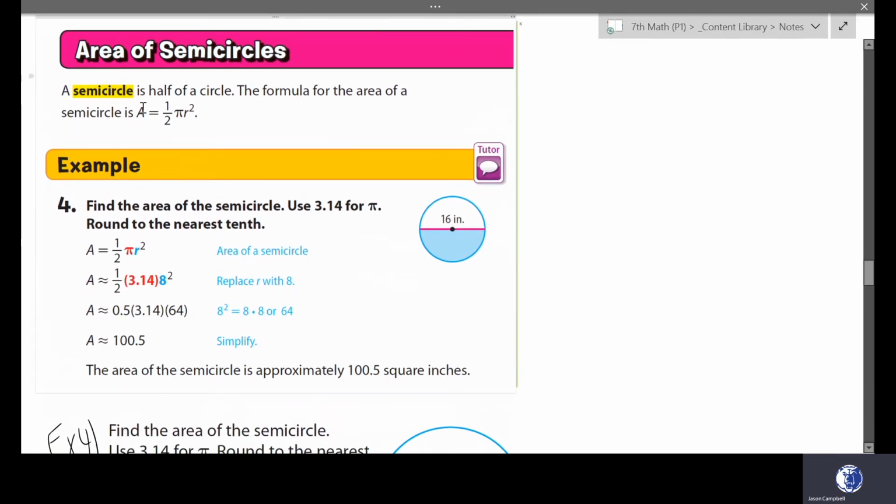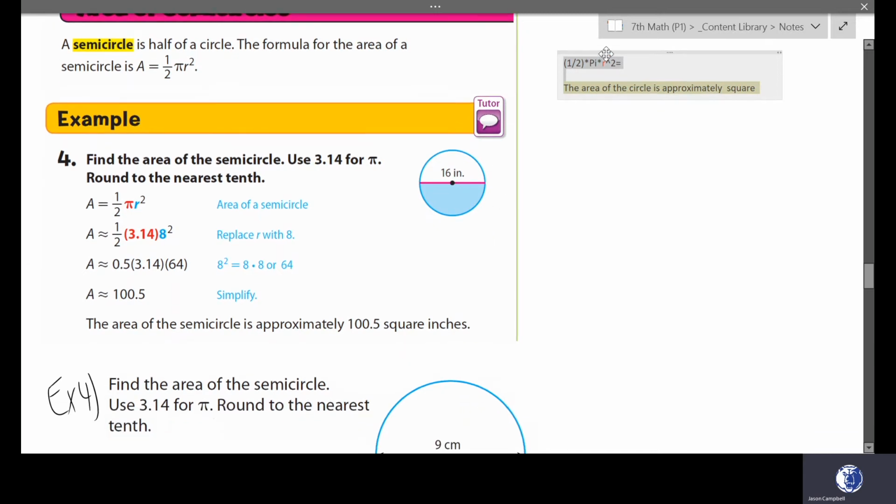Let's look at area of semicircles. A semicircle is half of a circle. So the formula for the area of a semicircle is 1/2 pi times radius squared. Well, we already have pi times radius squared, so we just need to add 1/2 multiplied by pi multiplied by radius squared. So here's our new formula for semicircle.